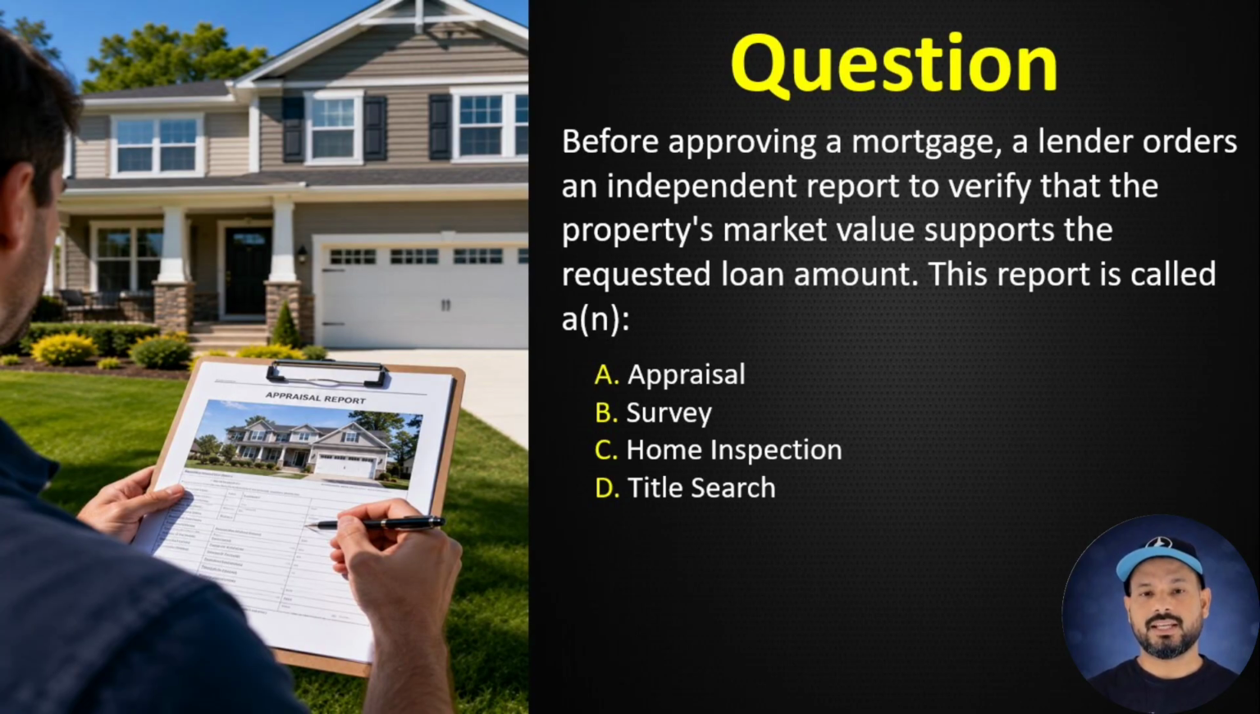Question number 17. Before approving a mortgage, a lender orders an independent report to verify that the property's market value supports the requested loan amount. This report is called an A. Appraisal, B. Survey, C. Home inspection, D. Title search. Correct answer, A. Appraisal. An appraisal provides an independent estimate of a property's market value.